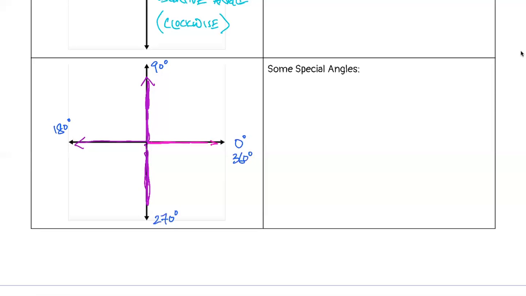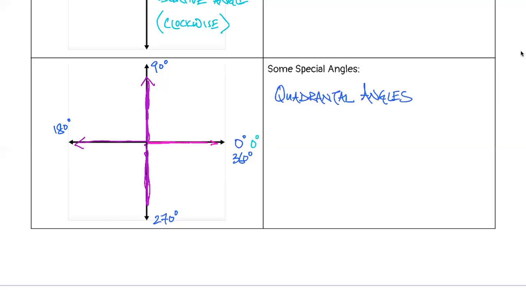So 0, 90, 180, 270, 360, those are some special angles, and they're special because they fall right on the XY grid. And so we call them quadrantal angles, okay? We call them quadrantal angles. And all that means is those are the special angles that fall right on the quadrant dividers or on the axis, okay?